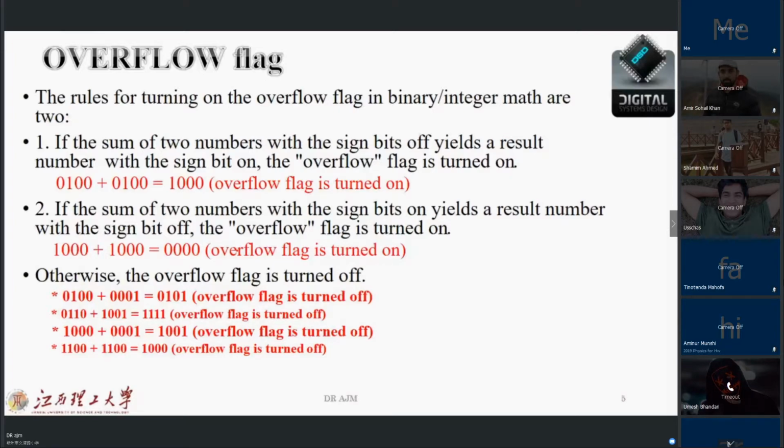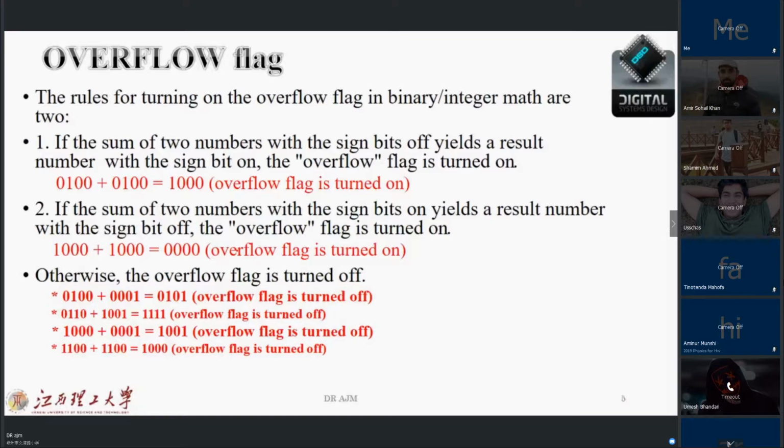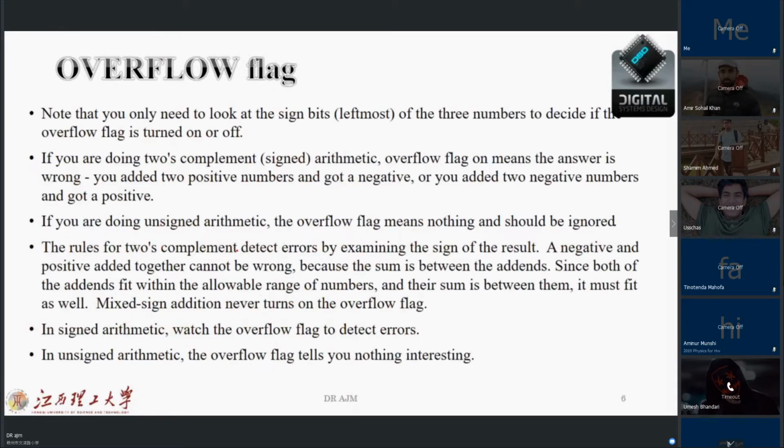Suppose, see the example of 0 1 0 0 plus 0 0 0 1. You will see the answer where overflow is turned off, and some other examples which I show here for you. Note that you only need to look at the sign bit, meaning the most significant bit or MSB part, of the three numbers to decide if the overflow flag is turned on or off, if you are doing two's complement, which we are going to do today.